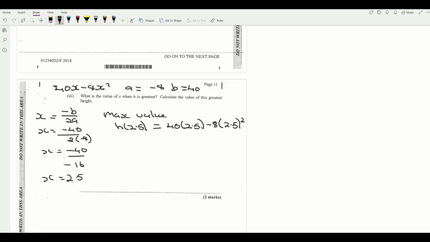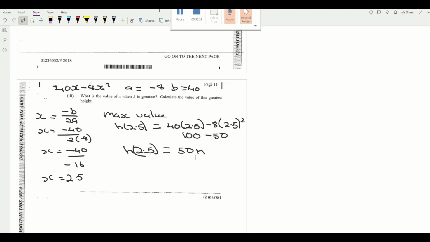Right, 40 multiplied by 2.5 is 100. And then we have 8 by 2.5 squared, which is equal to 50. So 100 minus 50, h of 2.5 is equal to 50. So my greatest height would be 50 meters, and that is how I would solve this.